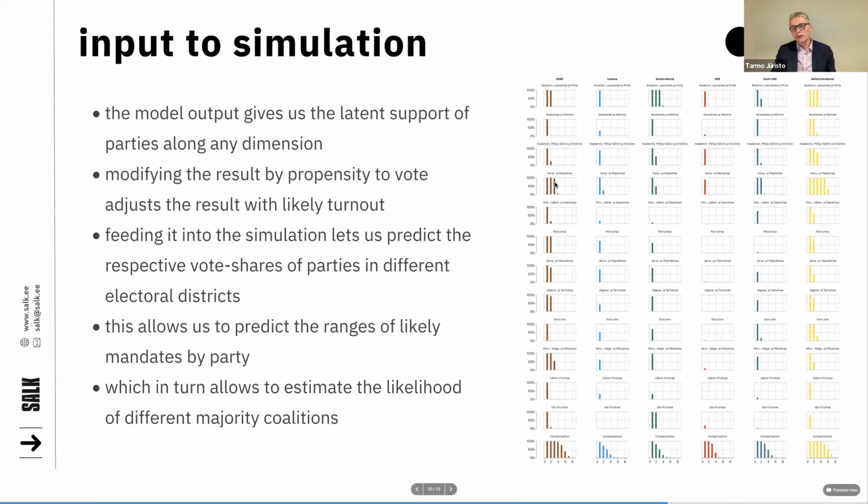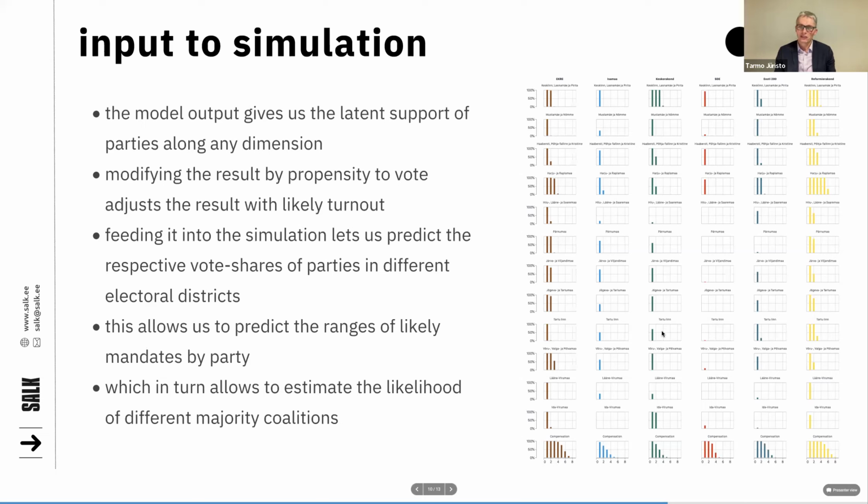Now you see that the third column is a little bit off. So if I remember it correctly, it was like 98.2% likelihood of getting the third mandate. So in 98% of simulations, EKRE gets 3 mandates. And then in about perhaps 1 or 2% of simulations, EKRE actually gets 4 district mandates in Harju and Raplamaa. And so this is how you can read it.